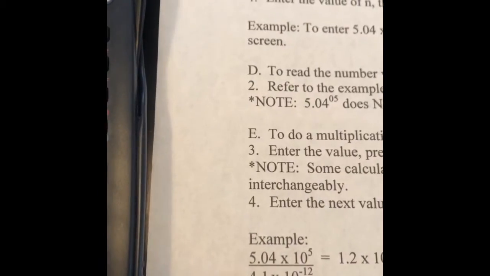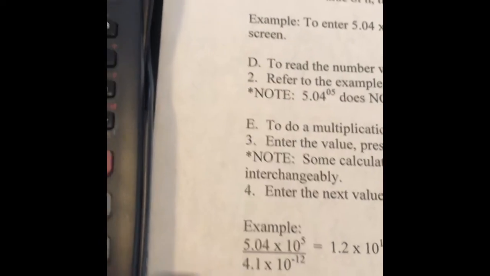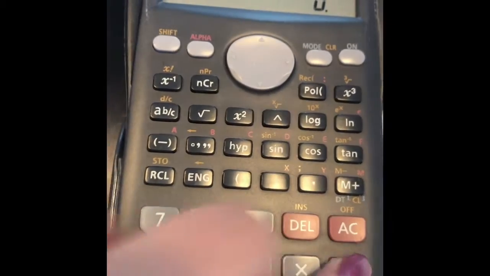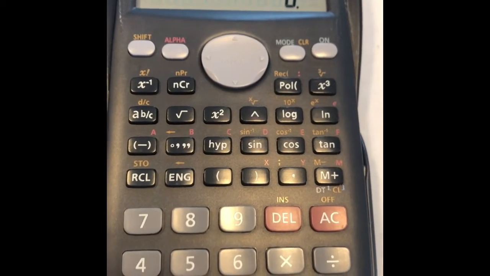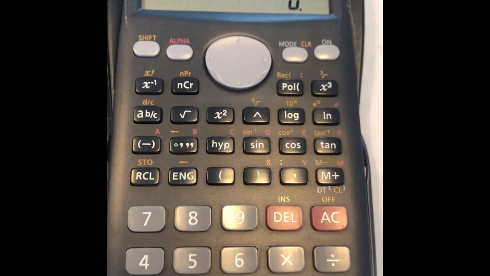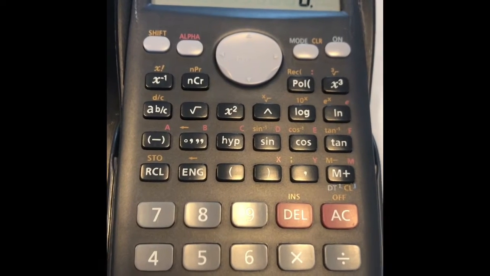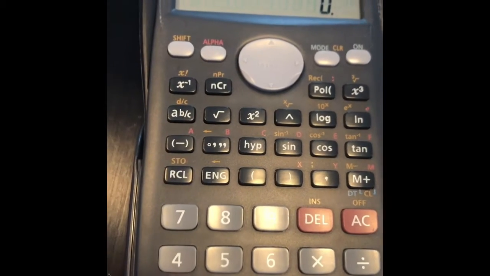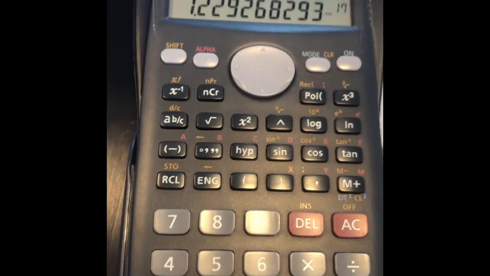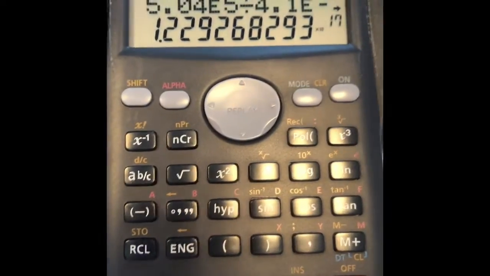Okay, and then we're going to divide by 4.1 times 10 to the negative 12. Divided by 4.1 EXP. Now find your negative, not your minus. If you hit minus, that'll give you an error. So hit negative 12 equals. And so this is the way it'll show up.